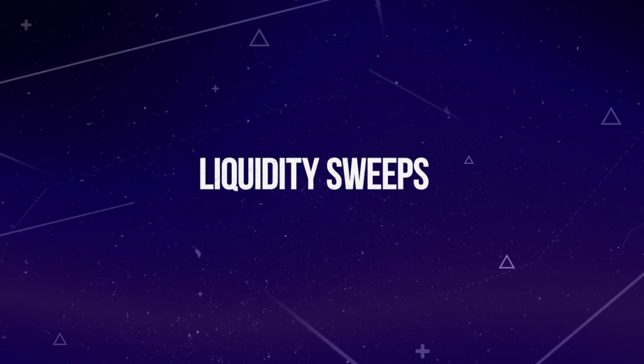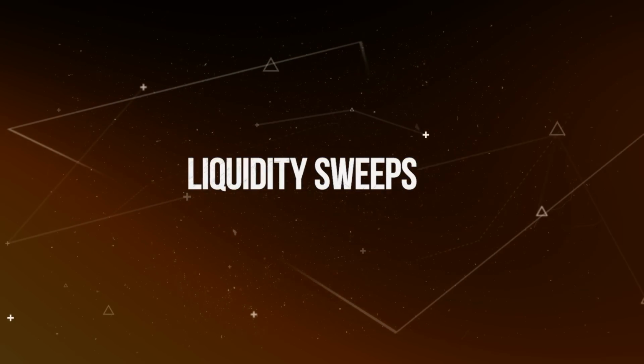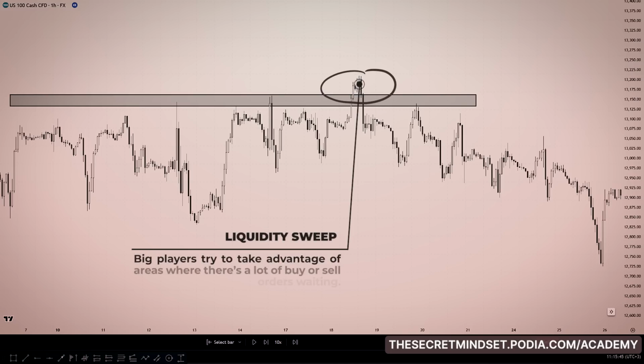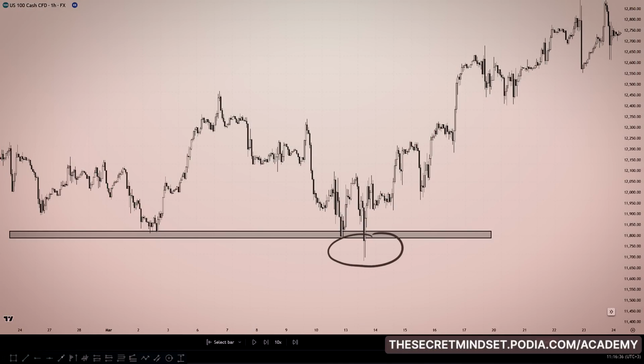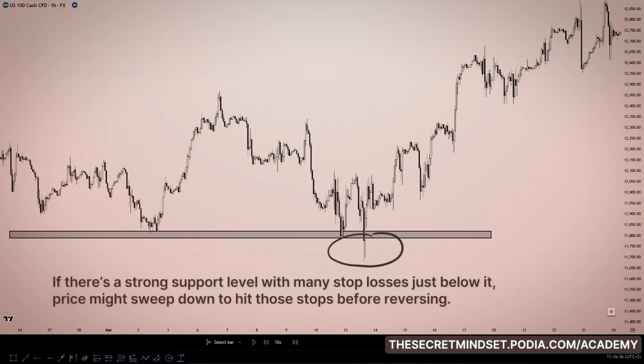Now let's talk about how big players use this liquidity. They often create what's called a liquidity sweep. It's when big players in the market try to take advantage of areas where there's a lot of buy or sell orders waiting. These areas are like pools of money just sitting there, ready to be used. For instance, if there's a strong support level with many stop losses just below it, price might sweep down to hit those stops before reversing. This action sweeps the liquidity, letting larger players fill their orders.